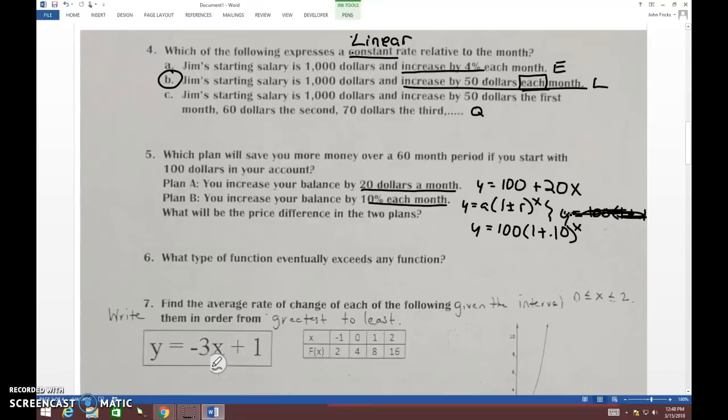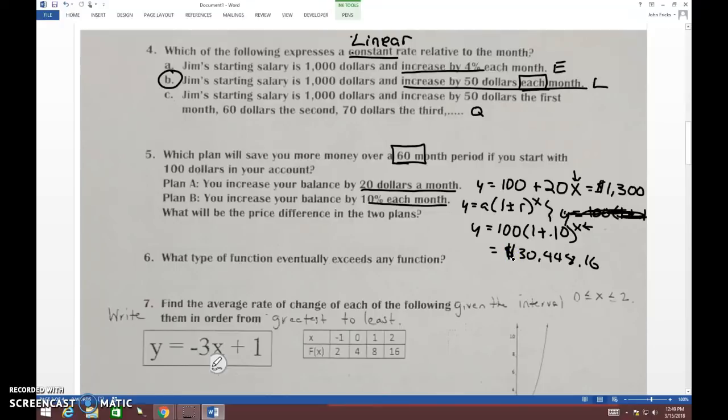To figure out the answer to these 2 equations, we know that x is going to be the time, so we're going to plug in 60 to determine what the final cost would be here. If you substitute in 60 for the x's and use a calculator to solve, you should get for this top answer $1,300. For plan B, you should get an answer, and this answer is a little bit crazier. You should get an answer of $30,448.16.